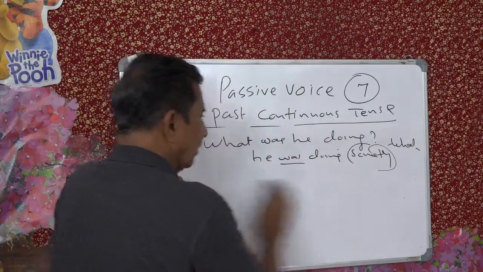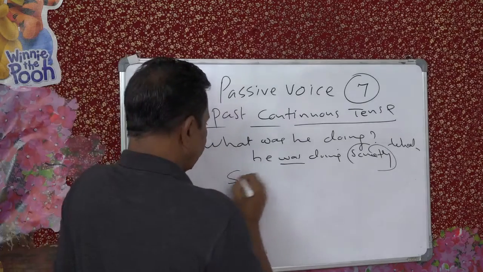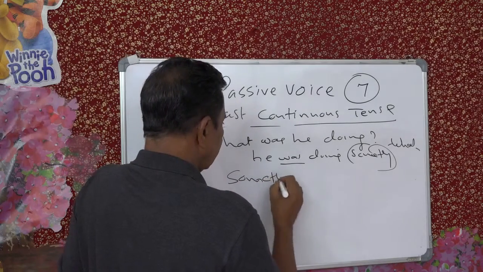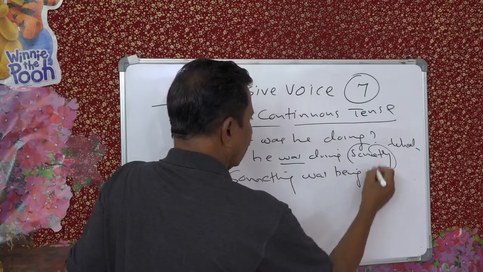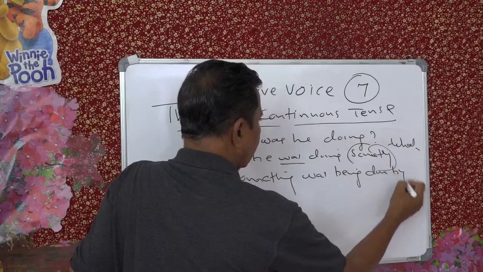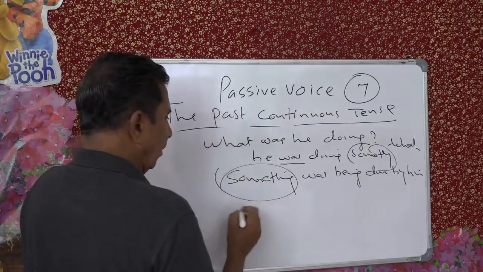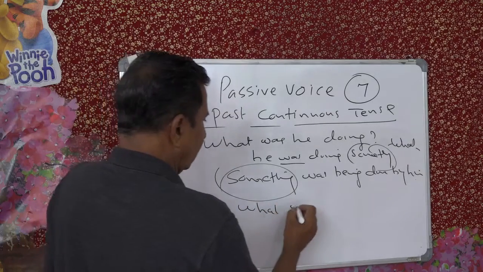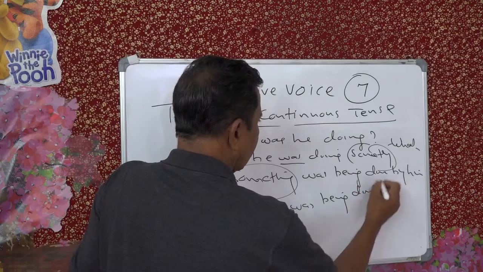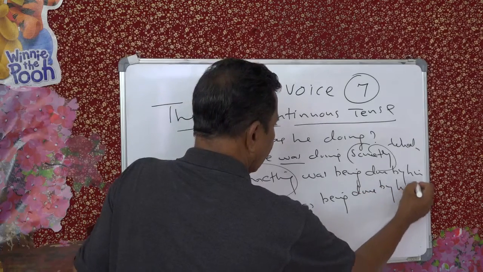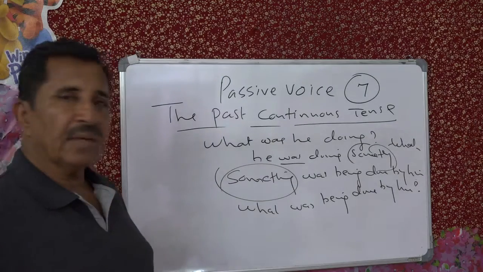Now next is the passive, sorry. Something was being done by him. So now instead of something, what was being done by him? So something was being done by him. What was being done by him? Simple.